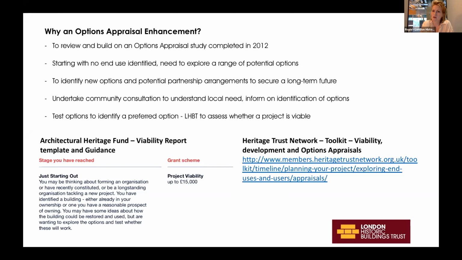Also just to stress that whilst our trust was founded as a revolving fund trust, as part of our Resilient Heritage project, we're looking at a new kind of model, which is much more to do with creating a portfolio of sites. So what we're looking at here is a transfer to our site and then renting it out to a potential partner. We want to identify new options, things which were not explored in the 2012 study, and potential partnership arrangements, and this is about securing this long-term future.